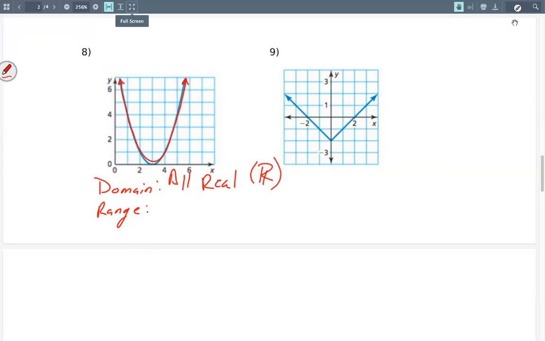Now my range, well, notice my range is a little different. There's a bottom, right? There's the bottom, and it can't be below that. Notice my graph doesn't go below that. So my range is going to be y needs to be greater than or equal to 0. All right, it can be anything above 0. But notice my graph doesn't have any negative numbers. Having said that, we move over to number 9.